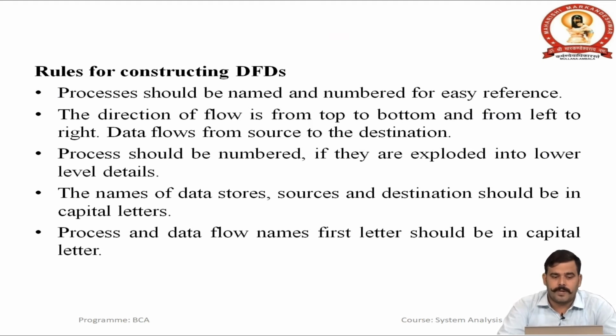There are some rules which we have to keep in mind while constructing the DFDs. Processes should be named and numbered for easy reference. The direction of the flow is from top to bottom and from left to right. Data flows from source to destination. Processes should be numbered if they are exploded into lower level details. The names of data stores, sources and destinations should be in capital letters. For process and data flow names, the first letter should be a capital letter.